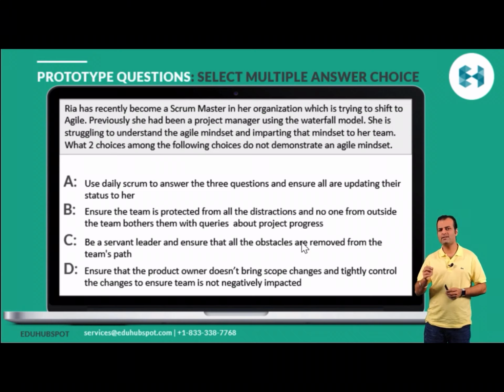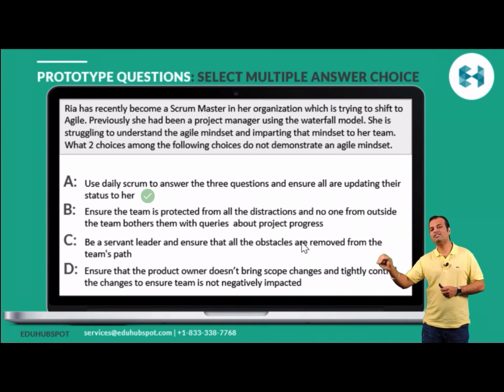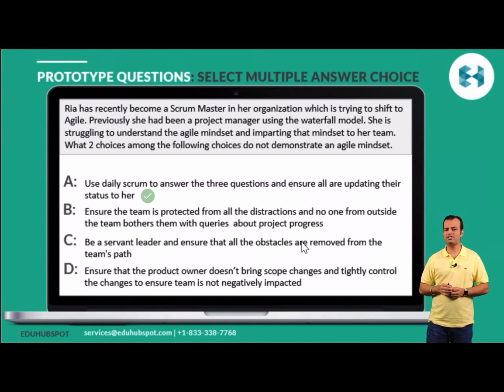Let's read the options. A, use daily Scrum to answer the 3 questions and ensure all are updating their status to her. Now, this is definitely not the correct answer. Oh, I mean, this actually is the correct answer, but what I'm trying to say is this is definitely an option that is not demonstrating an agile mindset. Why? Of course, there are 3 questions in your daily stand-up, which are what you did yesterday, what you are doing today, and what are the issues.